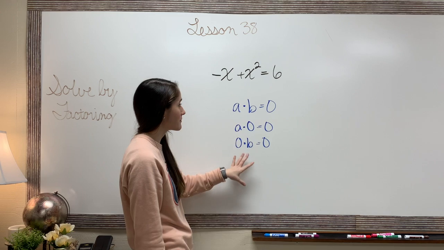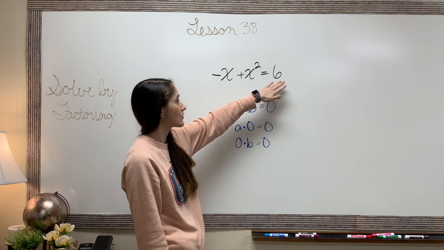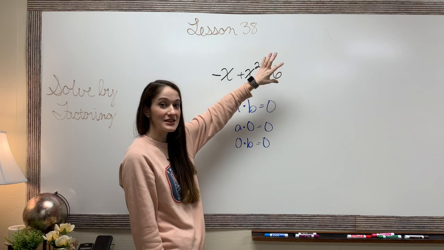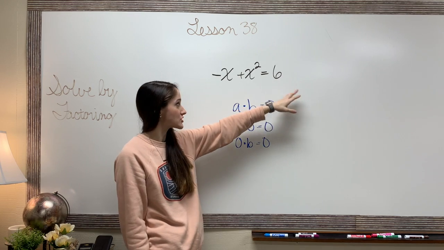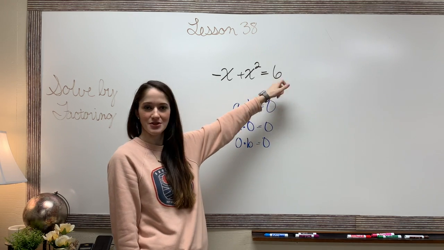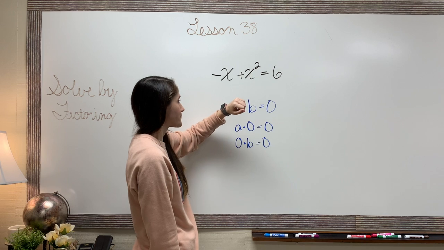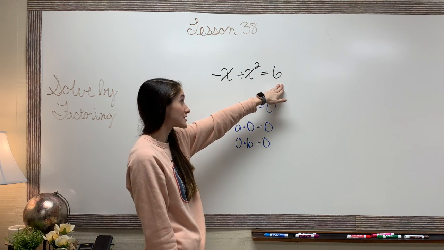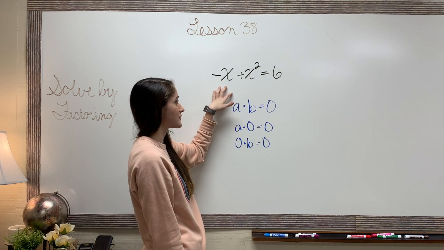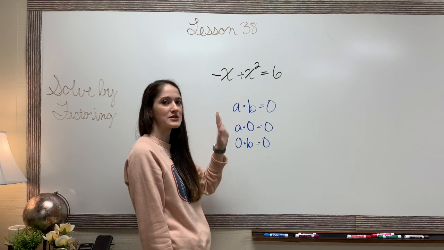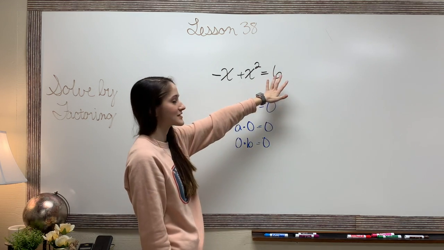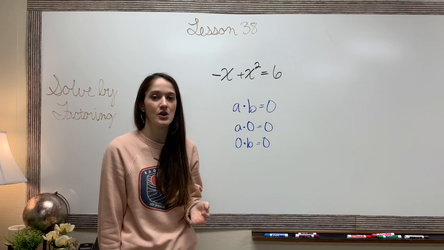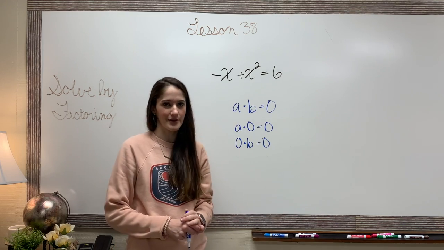So keeping that in mind, in these types of problems we are going to get 0 on one side of our equation. In this one, it's going to be on this side. We're just going to move the 6 over here. Once we do that, we can solve this and find out what possible values of x could make this become 0. So let's go ahead and see what that's going to look like.